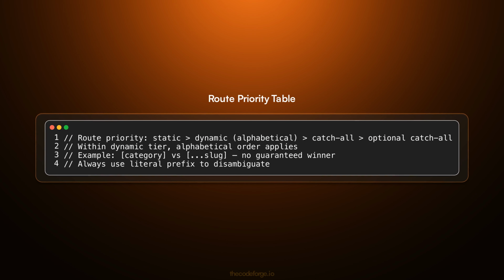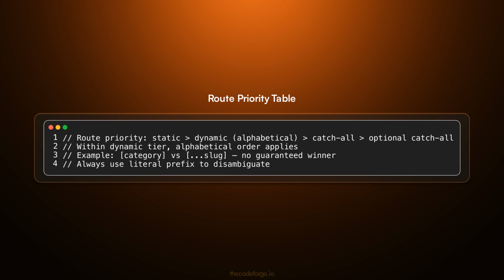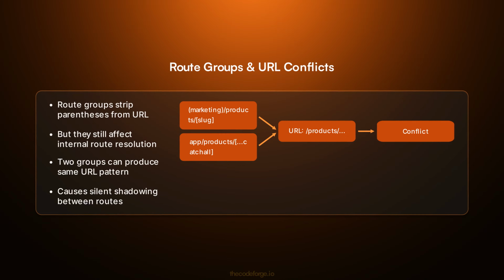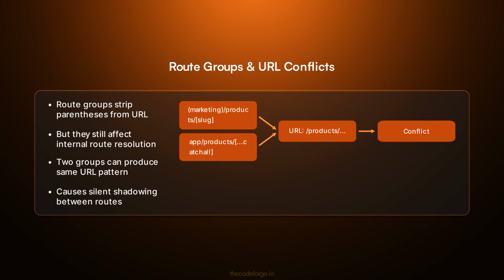Here's the priority table. Note that [category] and [...slug] are in the same tier. The order between them is alphabetical by folder name, which varies by OS. Never rely on sort order, always add a literal prefix like cms/[...slug] to separate concerns. Route groups like (marketing) are transparent to the URL but not to the router.